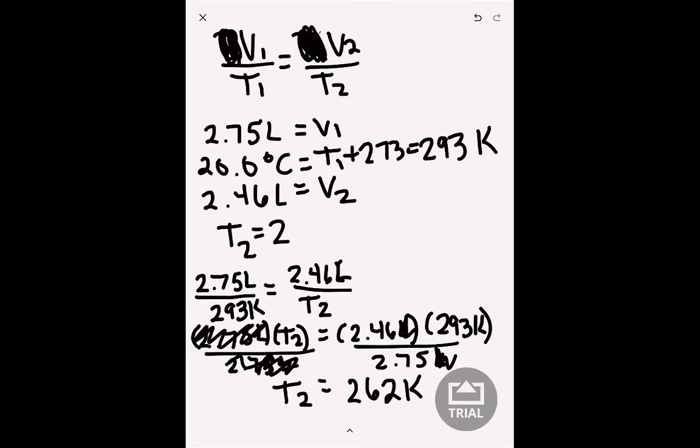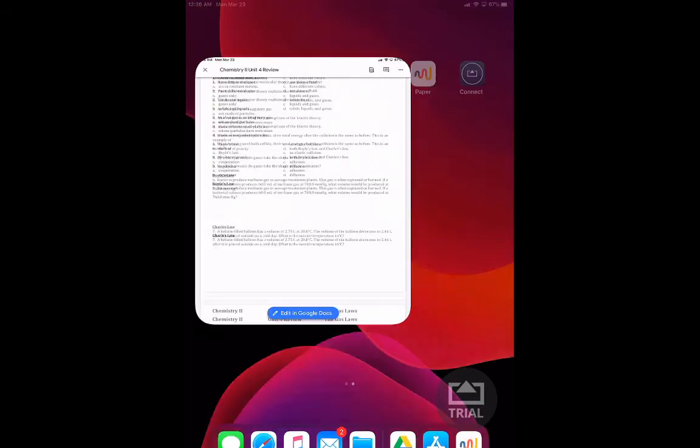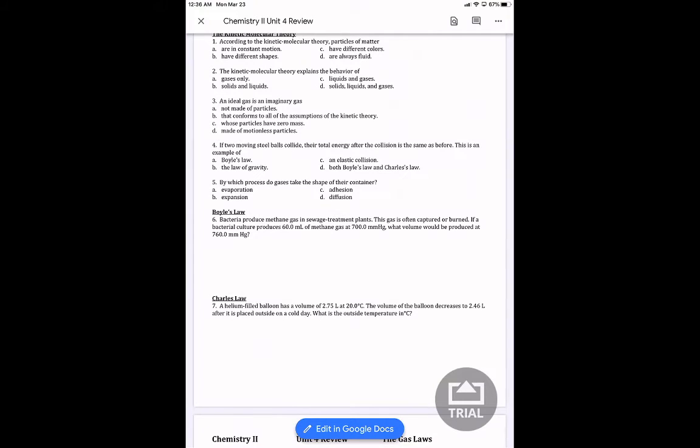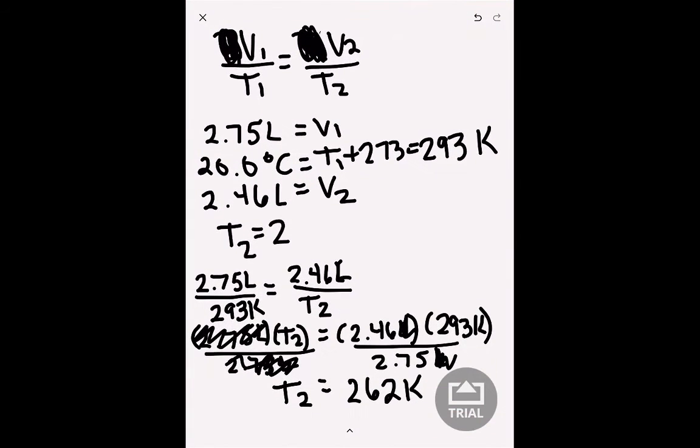But I don't think the problem asked us for Celsius. Let's look and make sure. No, it does say, what is the outside temperature in degrees Celsius? So then we're going to have to go back here and subtract 273. So minus 273 equals, and notice this is going to be a negative number.